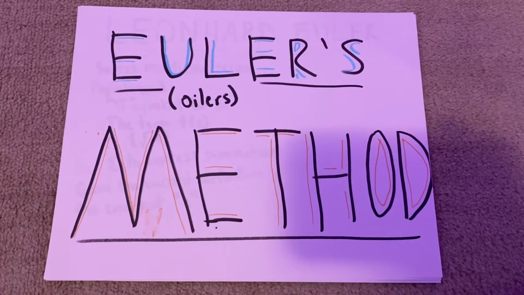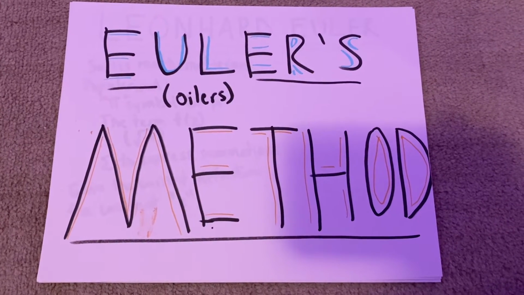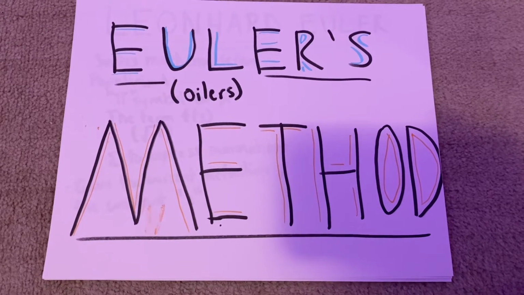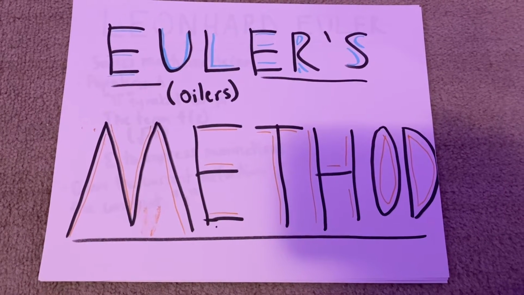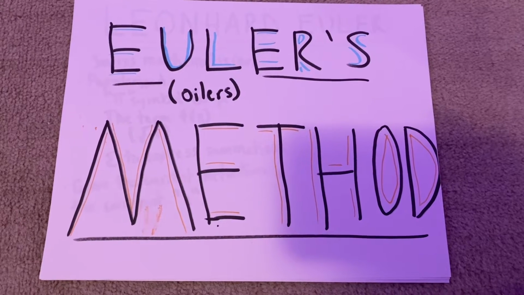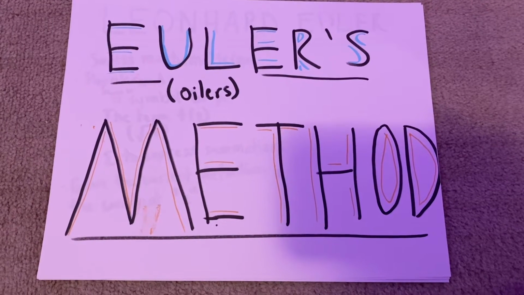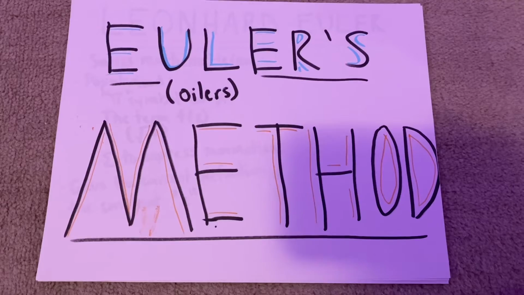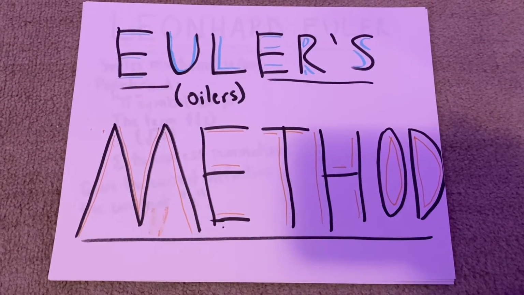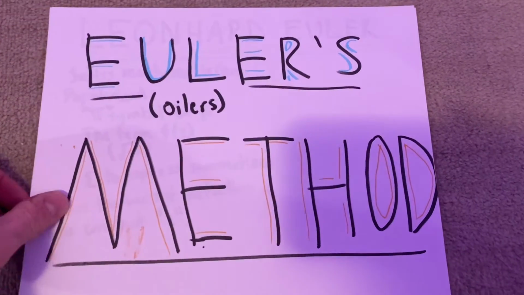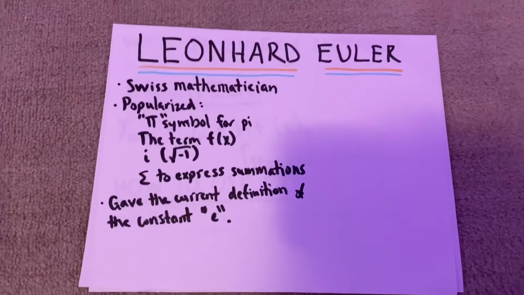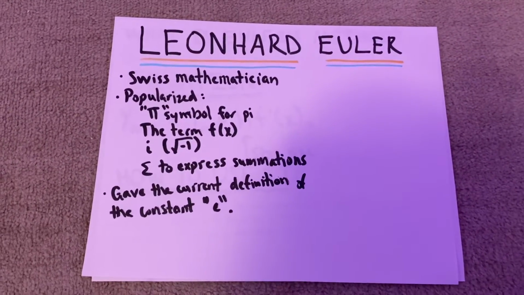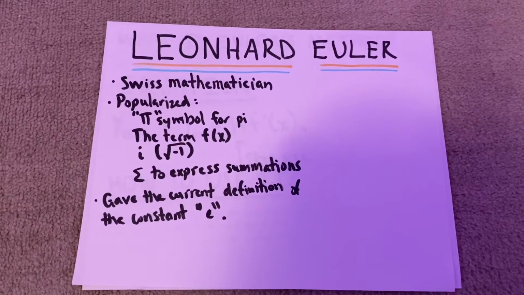Hello everyone, welcome back to the Math Tutor, and today we're going to be talking about Euler's method, which is a numerical approach to approximating the particular solution of the differential equation y prime equals f of x comma y. So, first I want to talk a little bit about who Euler's method is actually named after.